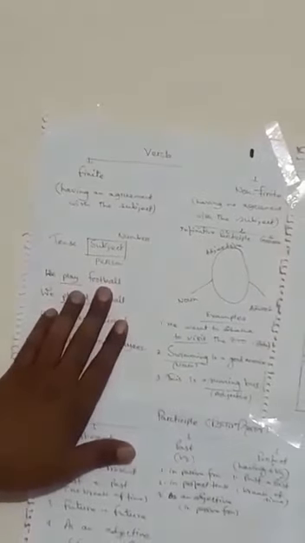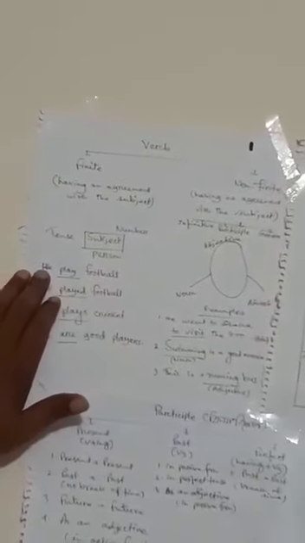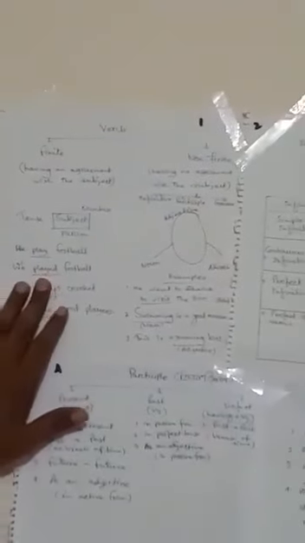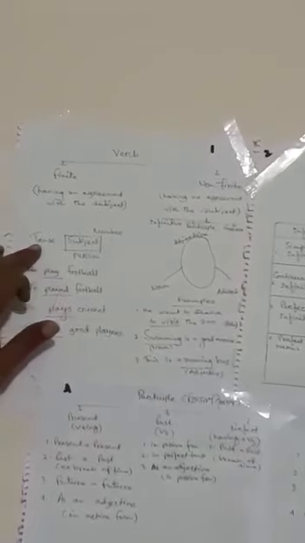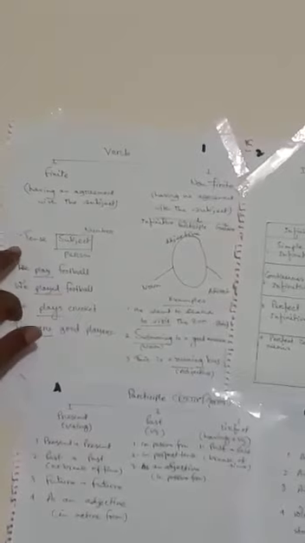In the first example, we play football. We see play is the verb used in the simple present tense. But in the second sentence, we see we played football. And here the verb is used in the past tense. So in both sentences, the verbs are changed according to the rules of tenses. So they are finite verbs.